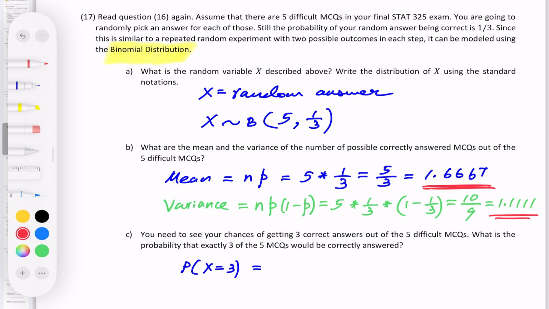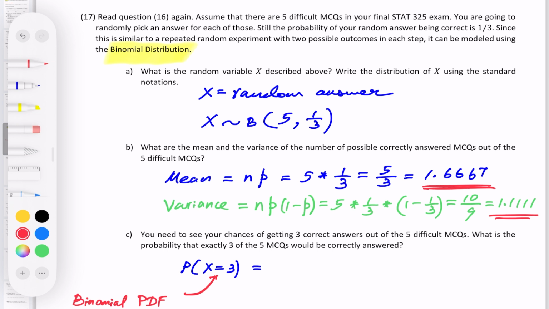Remember, this x random answer is a discrete variable. It can only take one of the two possible values, correct or incorrect. Therefore, it is a discrete random variable. For any discrete random variable, x being equal to a given value may or may not be 0. Therefore, we have to find that value. The distribution we need is the PDF. Remember, we use PDF only for discrete random variables. Since the distribution is binomial, we are going to need binomial PDF.